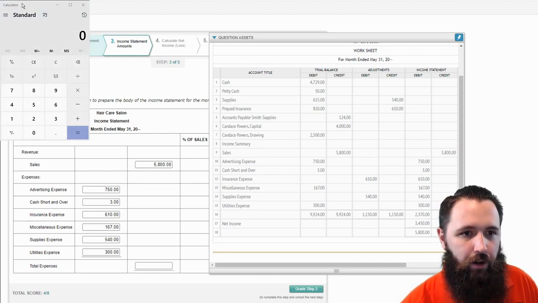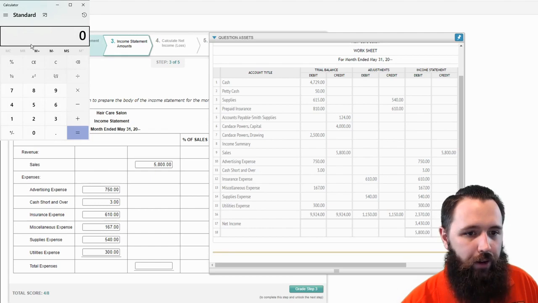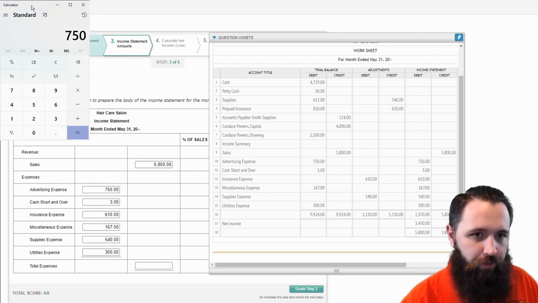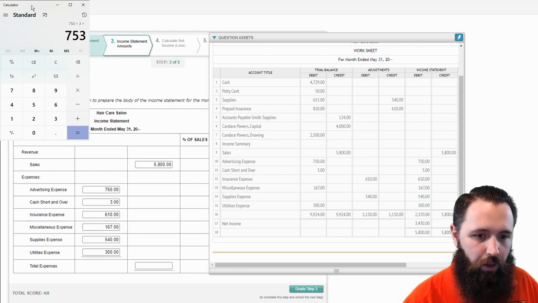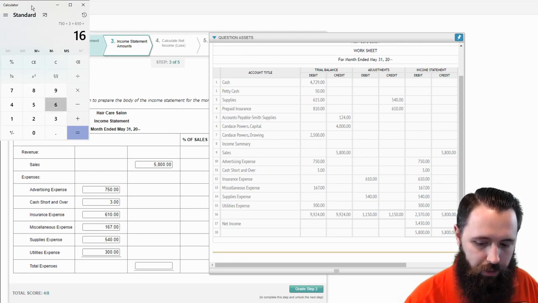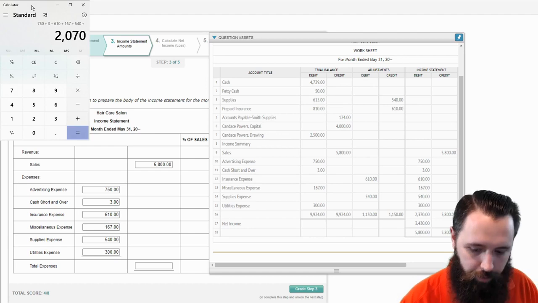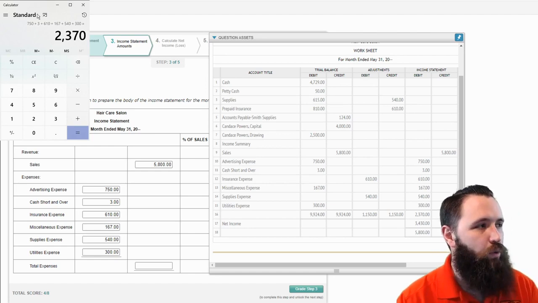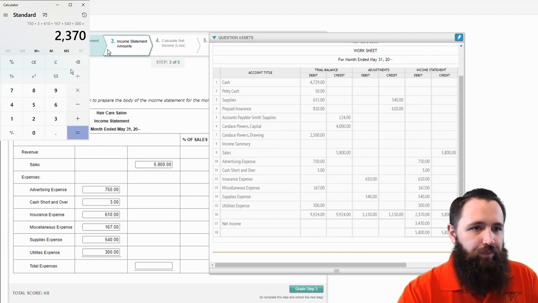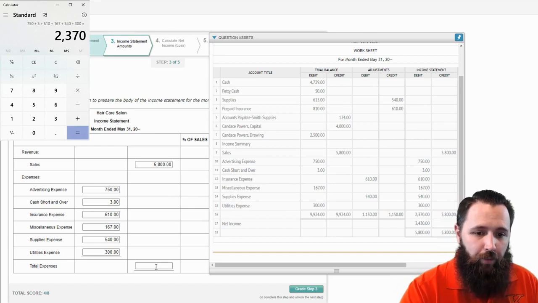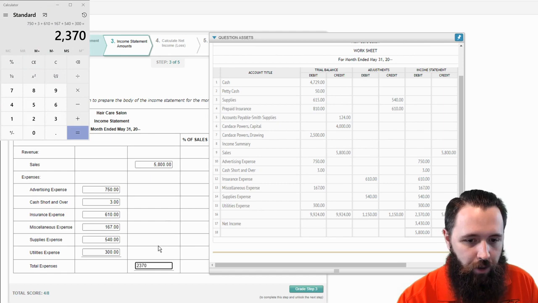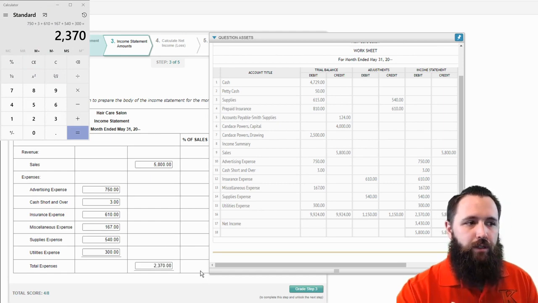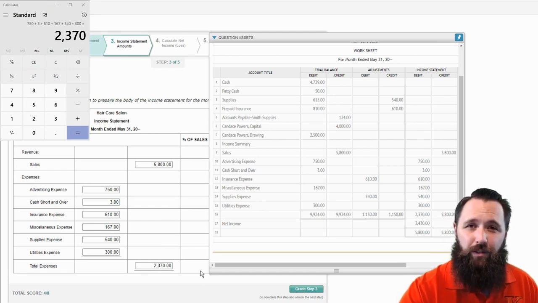Let's go ahead and add them up. 750 plus 3 plus 610 plus 167 plus 540 plus 300. We got 2370. Now, the thing is, I just added all this up. I can throw in 2370. Woohoo, we're awesome. But there's always somewhere that we can check because we've already done this on our worksheet.